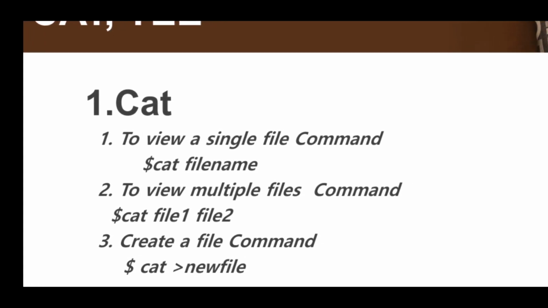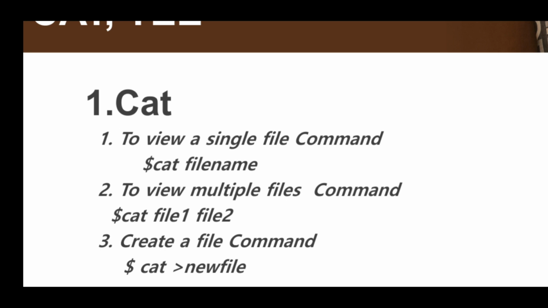So the first command, as you can see, is cat file name. It is used to display or view only a single file. As we come across multiple files, we may need to view them, create them, or append to them. So if you want to display only one file, we will be using the first command.